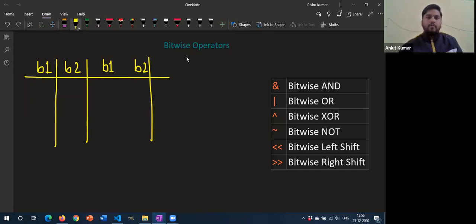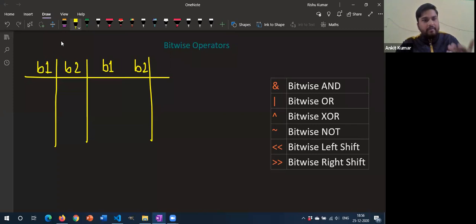First understand that bitwise operators perform their operations on bits of the data. They do not perform their operations on the entire data as a single piece. They perform on each and every bit. So whatever you write, you have to convert it into bits and then perform the operations.